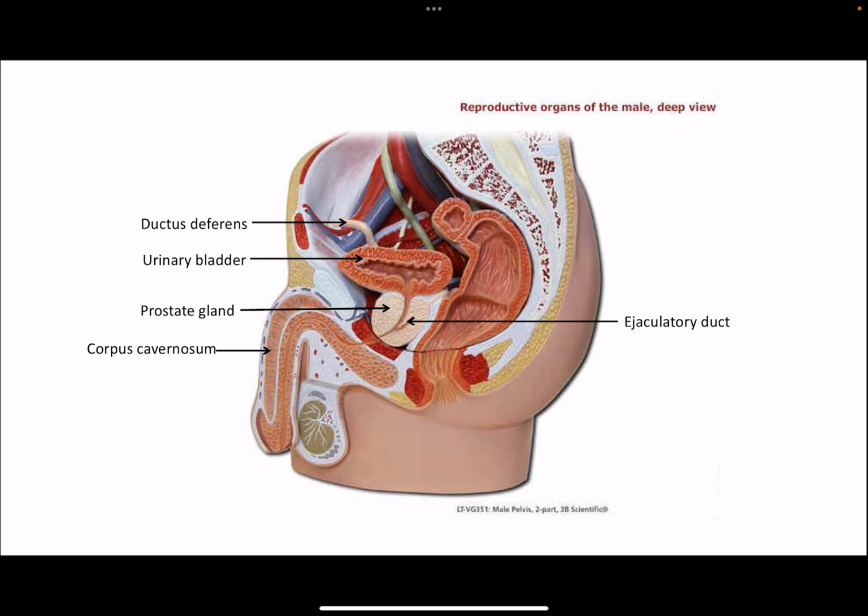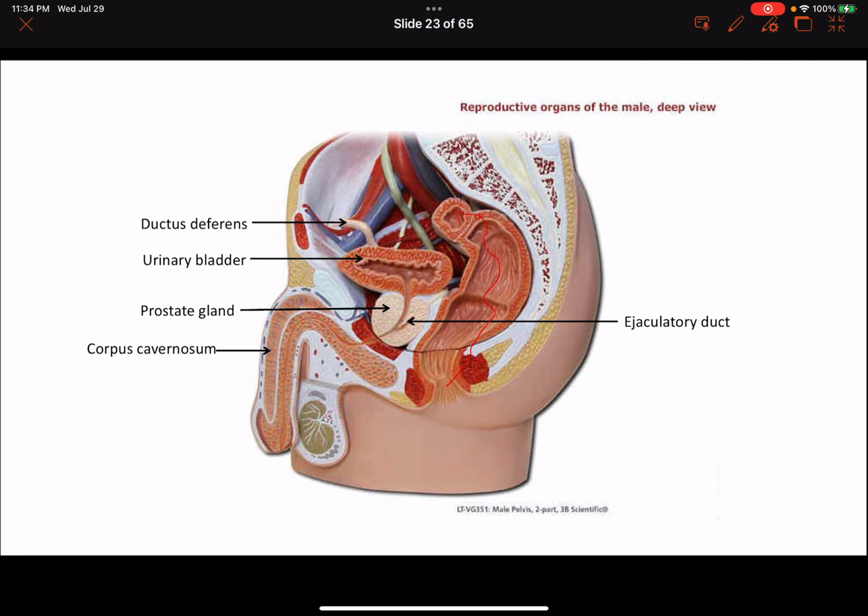So this one is a deep lateral view, lateral section. You can see everything from the side. This is all part of the digestive system: anal, rectum, anus. So in male, there is only one opening for urinary system and reproductive system. That is the penis. This is the testicle inside the scrotum, penis.